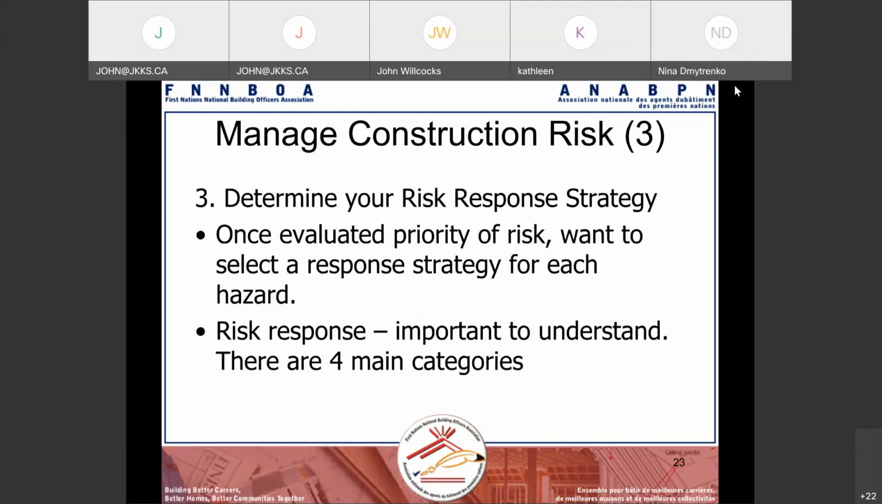The third one is to determine what's called your risk response strategy. So in essence, how are you going to respond to that risk? How are you going to respond to those hazards that you identified? And under risk response, there are 4 ways that you can respond to these.